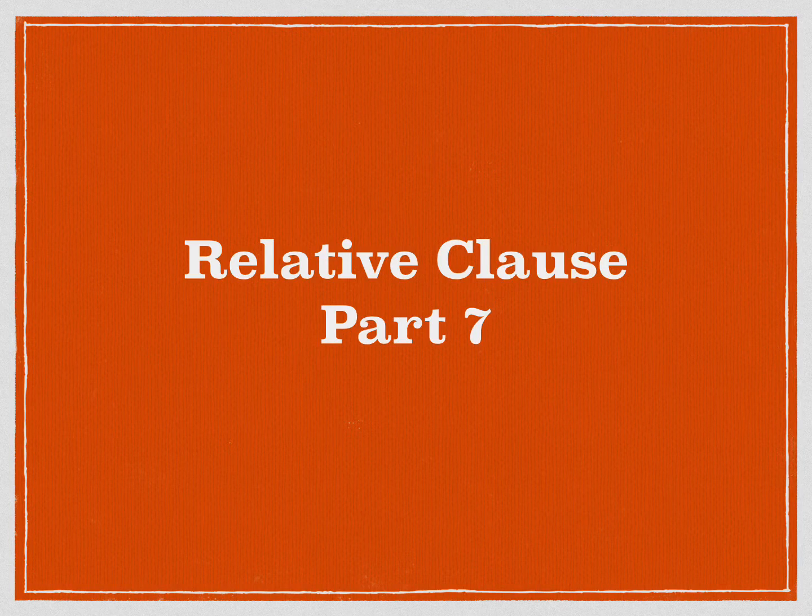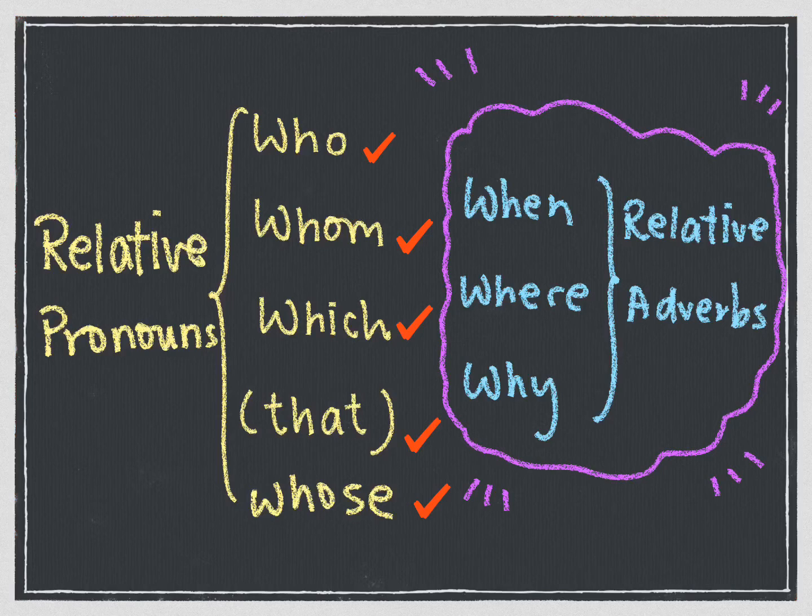So here comes part 7 of relative clause. In the previous video, we've already talked about relative pronouns: who, whom, which, that, and whose. And finally, it comes to the last part, where we talk about relative adverbs: when, where, and why.